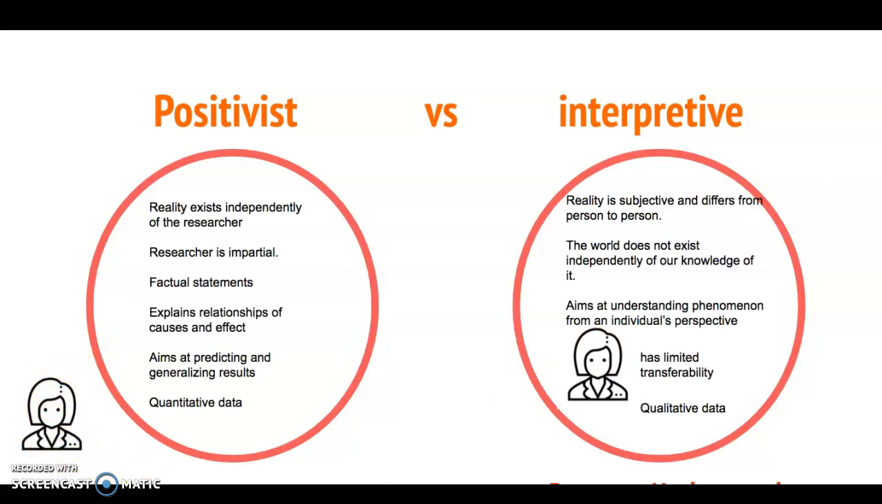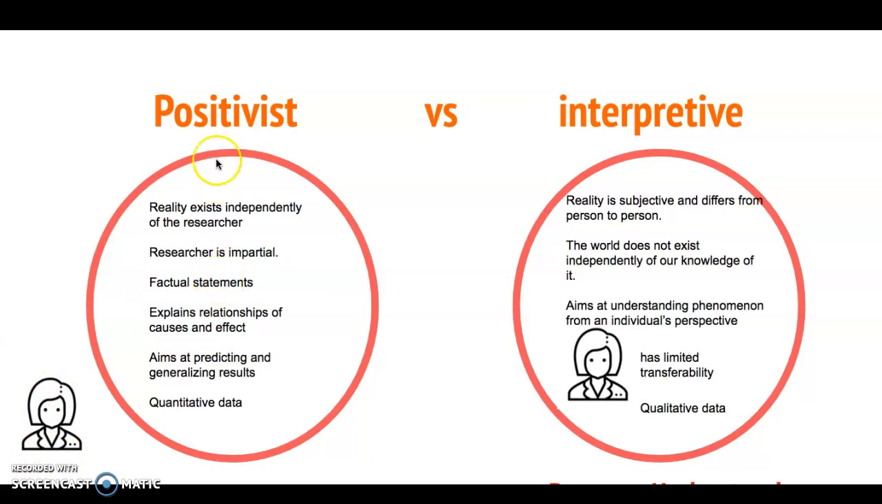The positivist paradigm is observing reality independently of the researcher. Reality, in this case our classroom, is not connected to the researcher. The researcher doesn't know our classroom. In this case, the researcher is an outsider, so it's impartial, and does research mainly based on factual information.